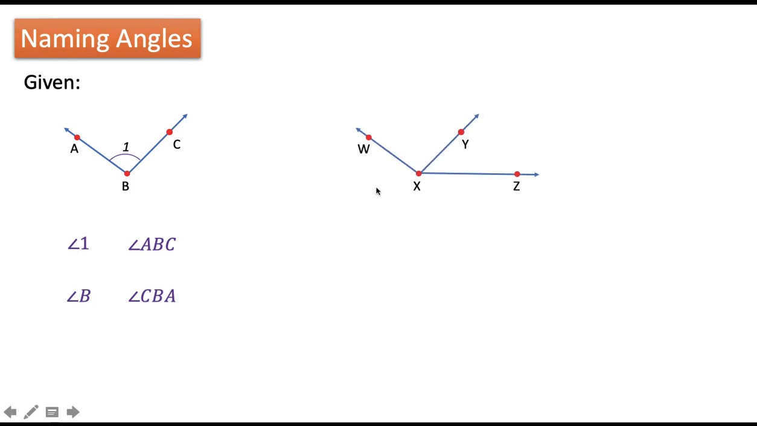So we have another given right here. If you want to name this yellow angle, we can use only a 3-letter name. So this can be named as angle WXY or angle YXW. But if we want to name the green angle, we can name that as angle YXZ or angle ZXY. We cannot use a single letter name using the vertex because if we just say angle X, it might be confusing which angle we are referring to. Is it the yellow angle or the green angle? So in this case, we will use a three-letter name to name an angle.